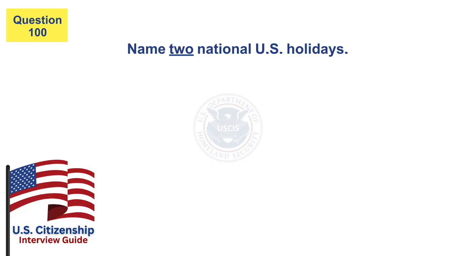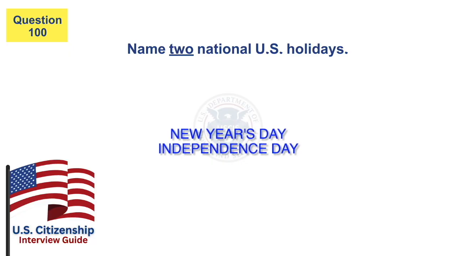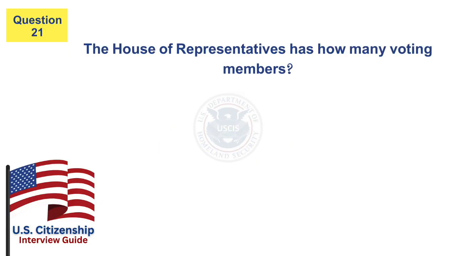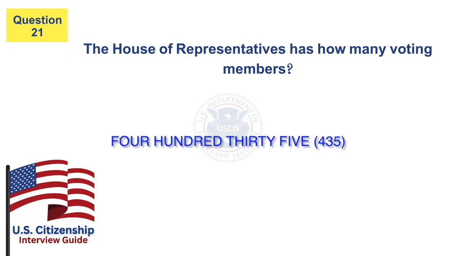Name 2 national U.S. holidays. New Year's Day. Independence Day. The House of Representatives has how many voting members? 435.